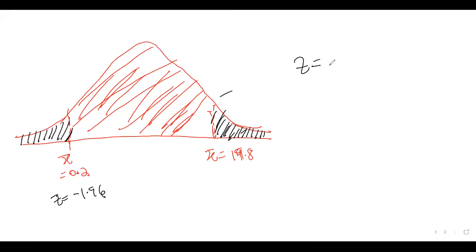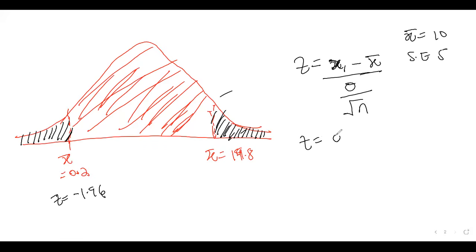Remember, z-value is equal to the x value, whatever value it is, minus the mean over standard error. And in this question, remember, the mean given is 10. The standard error is what? 5. So let's compute the z-value of this 0.2. The z-value will be 0.2 minus 10 all over 5. You get negative 1.96.